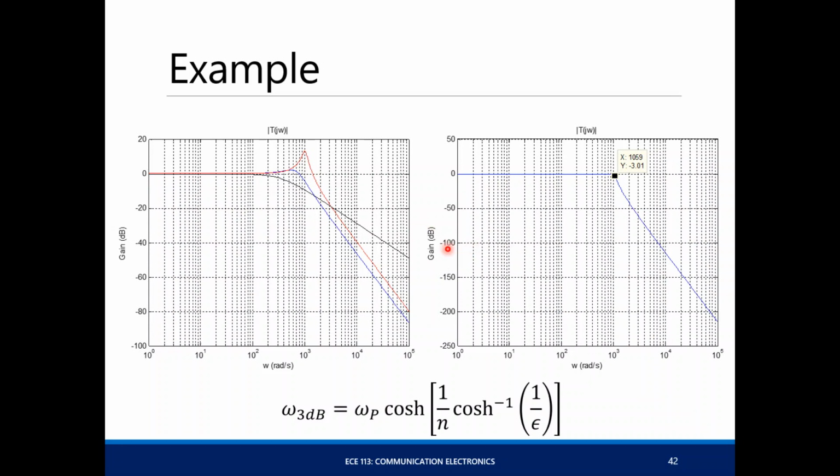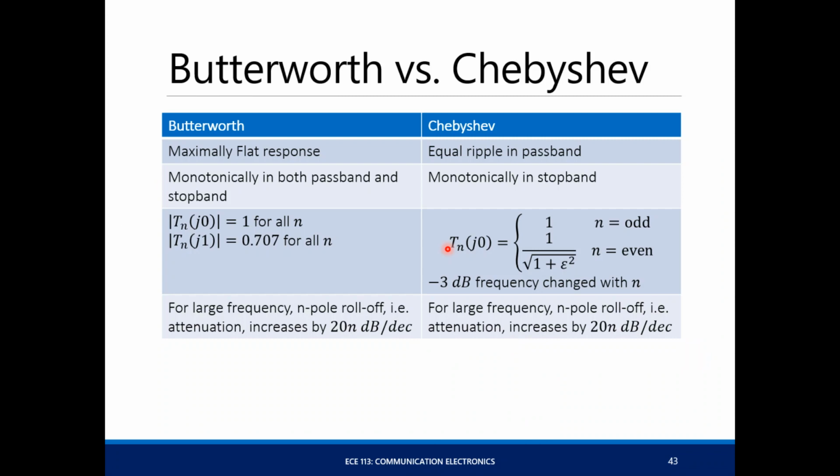Okay? So just to compare our Butterworth and Chebyshev, the Butterworth has a maximally flat response as compared to Chebyshev, which has a ripple in the passband. The Butterworth is monotonic in both passband and stopband. Chebyshev is only monotonic in the stopband. It means it's just steadily decreasing. Here it's steady flat in the passband and then steadily decreasing in the stopband.